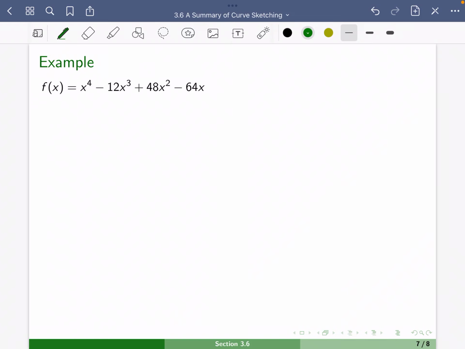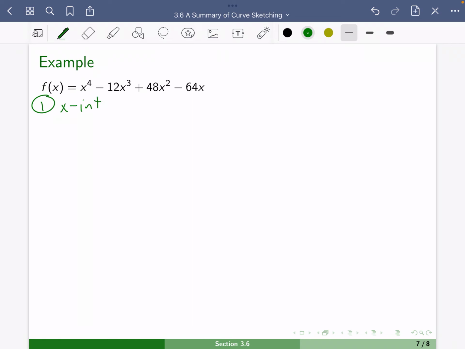In this video, we're going to look at another curve sketching example. So again, we're going to jump right into it. Here we have f of x equals x to the fourth minus 12x cubed plus 48x squared minus 64x. So our first step, we're going to think about what are the x-intercepts.